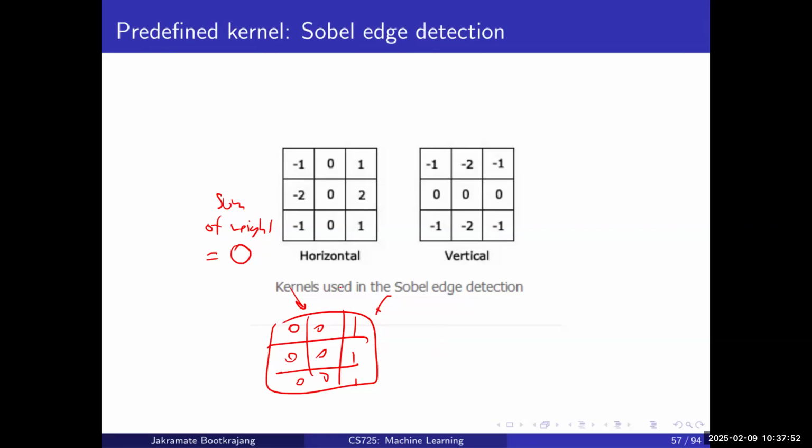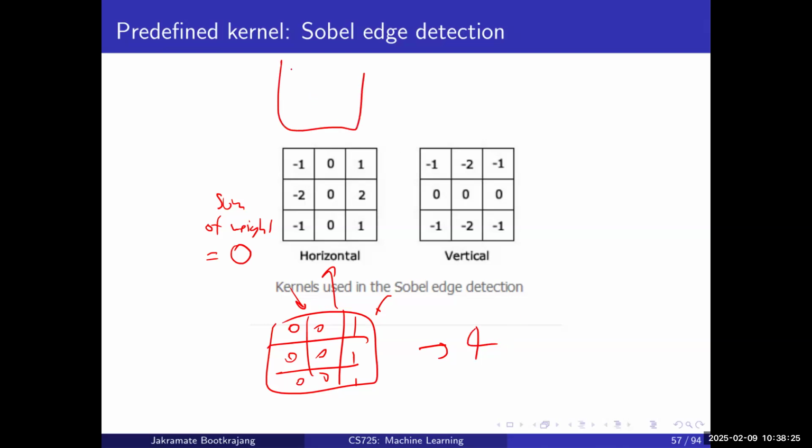If you pass this through this filter, what number will you get? On the left side, you have all 0s, so if you multiply pairwise, you get 0. On the right side, you have 1, 1, 1, so you have 1 times 1, 1 times 2, 1 times 1. Then when you sum it up, you get the number 4. So for this type of image, you will get 4.